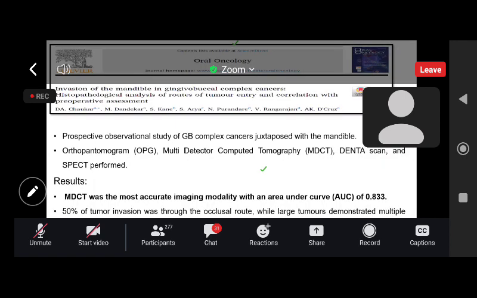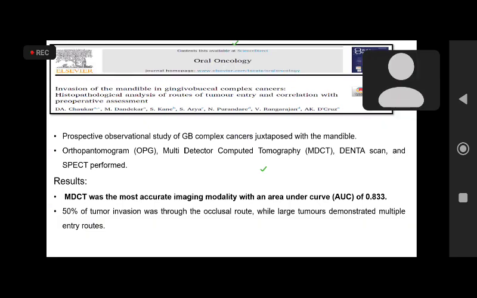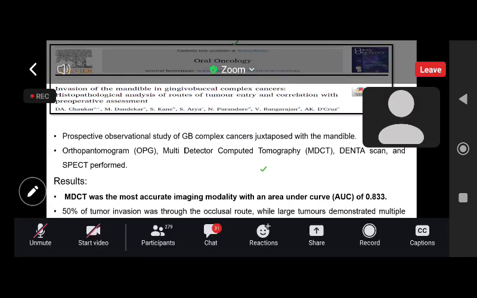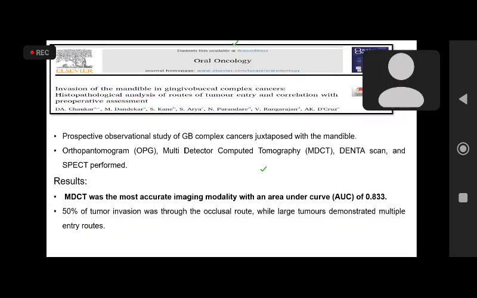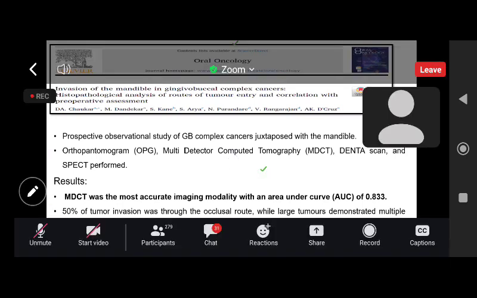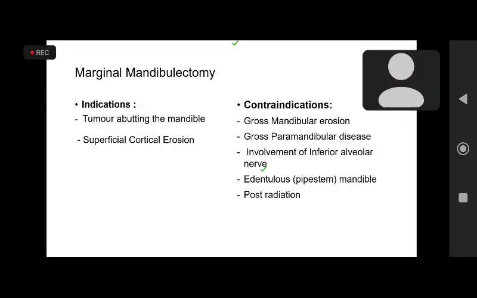So, as rightly said by Dr. Abhishek, a multi-detector CT scan with oblique reformatting is one of the best modalities for assessment of buccal mucosa lesions going on to the mandible. For the benefit of students, they should know this article in which multiple modalities were compared to assess the efficacy for involvement of the tumor, which is OPG, MDCT, DENTA scan. And this study found that MDCT was the most accurate imaging modality to decide about the involvement of the mandible, right? So again, now we come back to our indications and contraindications.